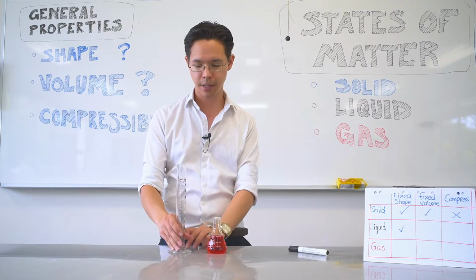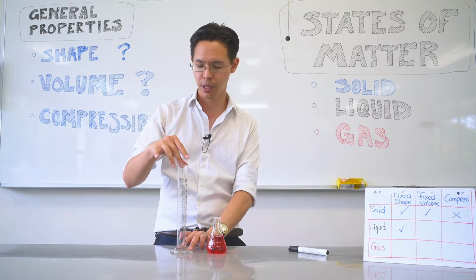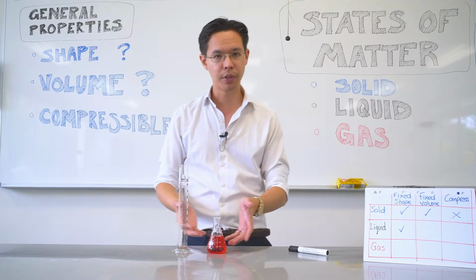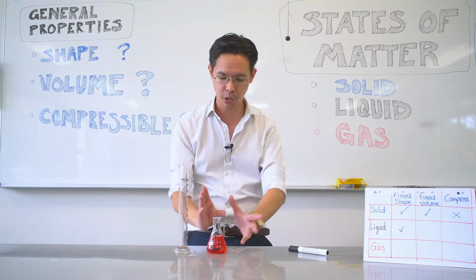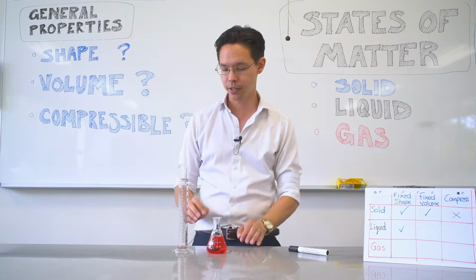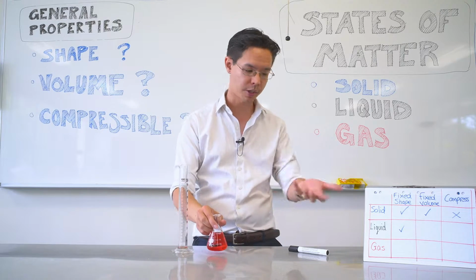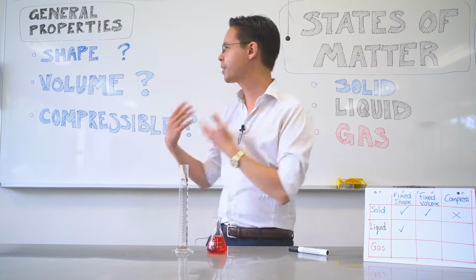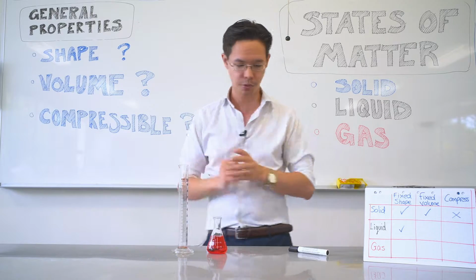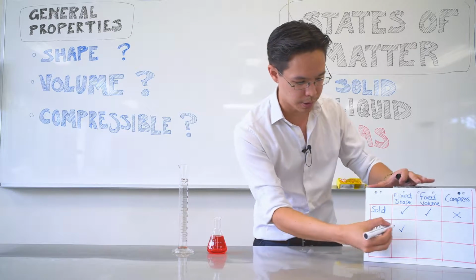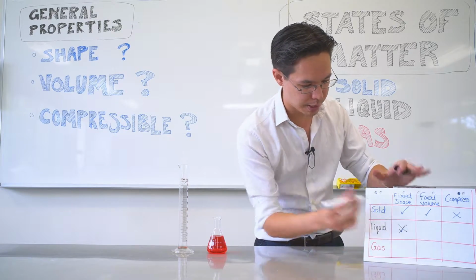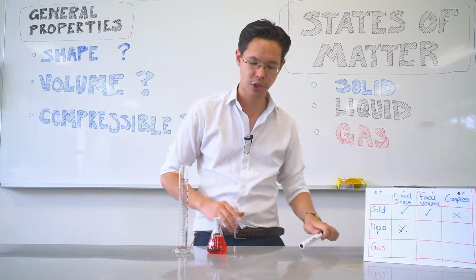So when it was in this container, it was definitely in a very cylindrical shape. But when I poured it into this one, now it's shaped more like a cone. It takes the shape of its container. So if I pour this into a teapot, it'll be shaped like a teapot. So it doesn't have a defined shape at all. So I should correct my table here. It does not have a defined shape, not a fixed shape.